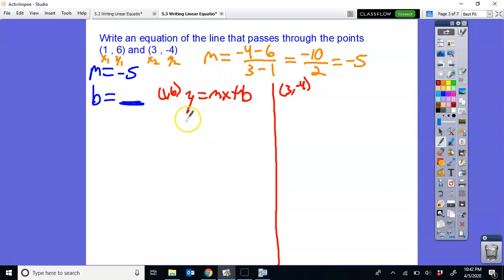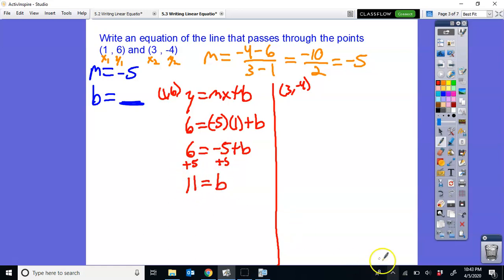So right here, the y value, I'm going to plug in as 6. My m, my slope, is -5. My x value is 1, but I don't know what b is. So I'm plugging in 1, 6, and I'm finding my b value. So what is -5 times 1? Well, that's -5. How do I get -5 over here? Well, I add 5. So what is 6 plus 5? That is 11. That's my b.